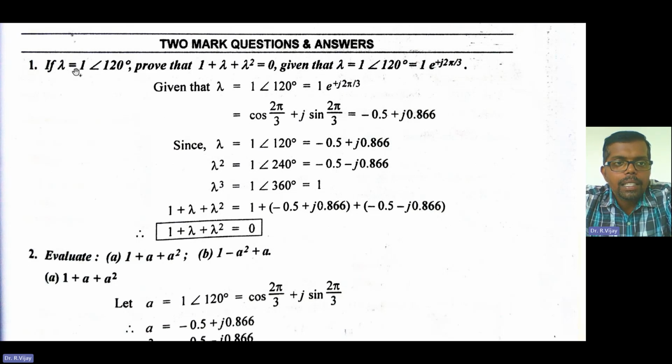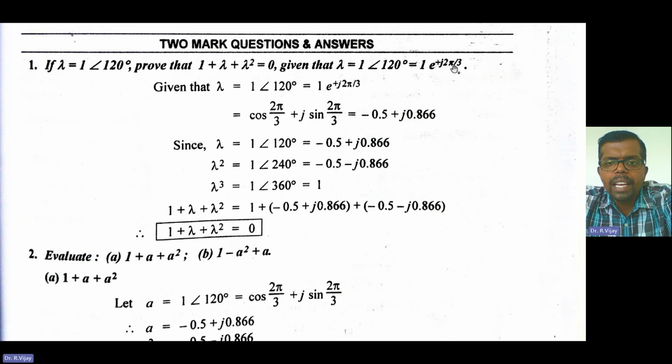If lambda is equal to 1 at the angle of 120 degrees, instead of A, they have given lambda. Lambda is equal to 1 at the angle of 120 degrees. Prove that 1 plus lambda square is equal to 0. That means 1 plus a squared is equal to 0. Given that lambda is equal to 1 at the angle of 120 degrees, or 1 e to the power of j 2 pi by 3.